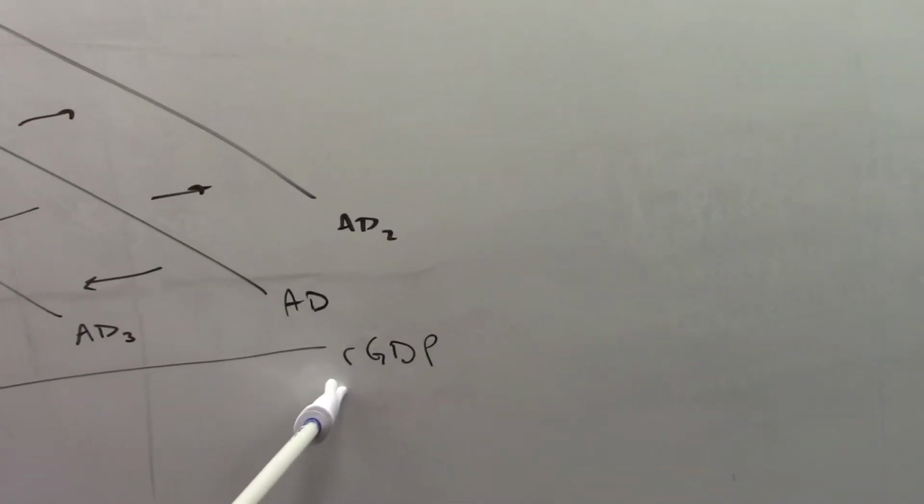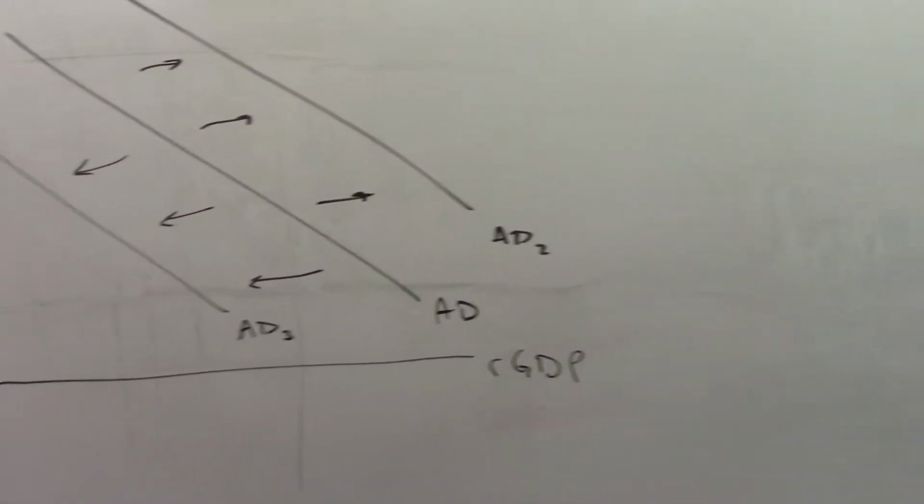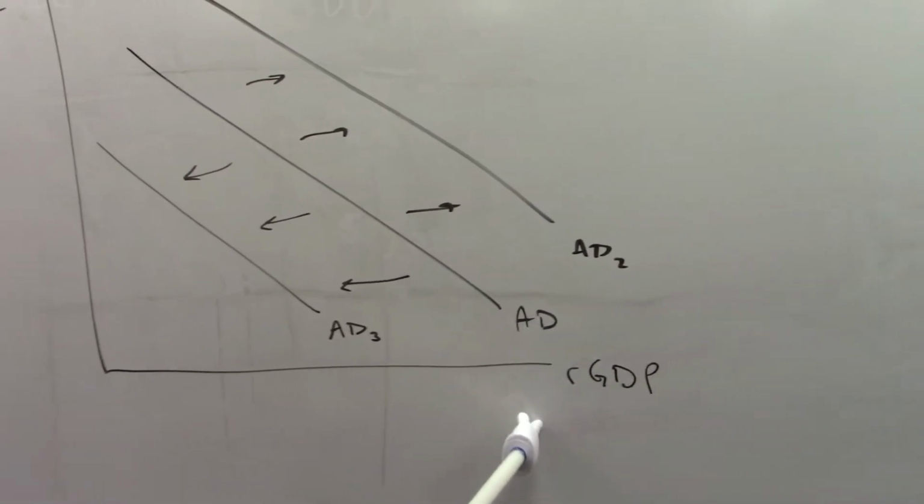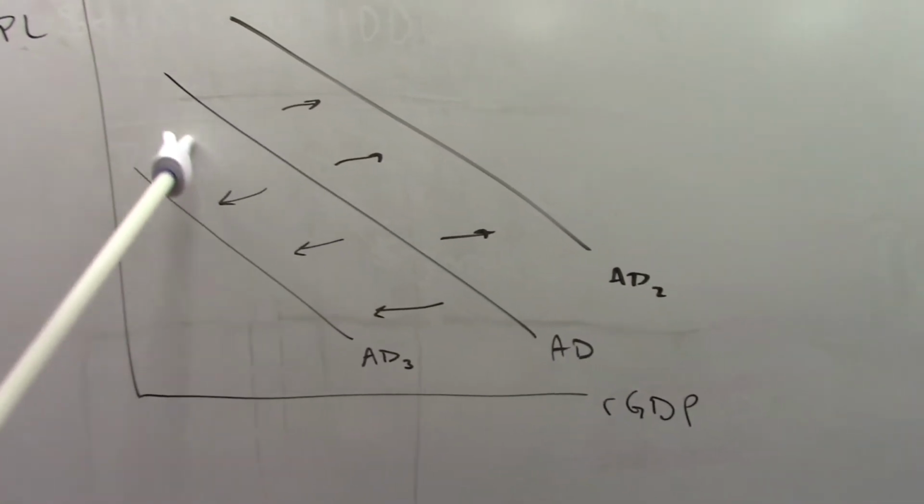Down here we've got real GDP. So how does the price level affect the amount of GDP being produced? The lower the price level, the higher.